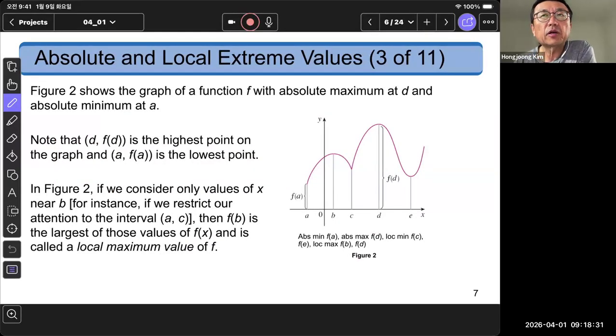So in this figure 2, the function has the largest value at d. So the function value at d is called the maximum value, or absolute maximum, or global maximum.